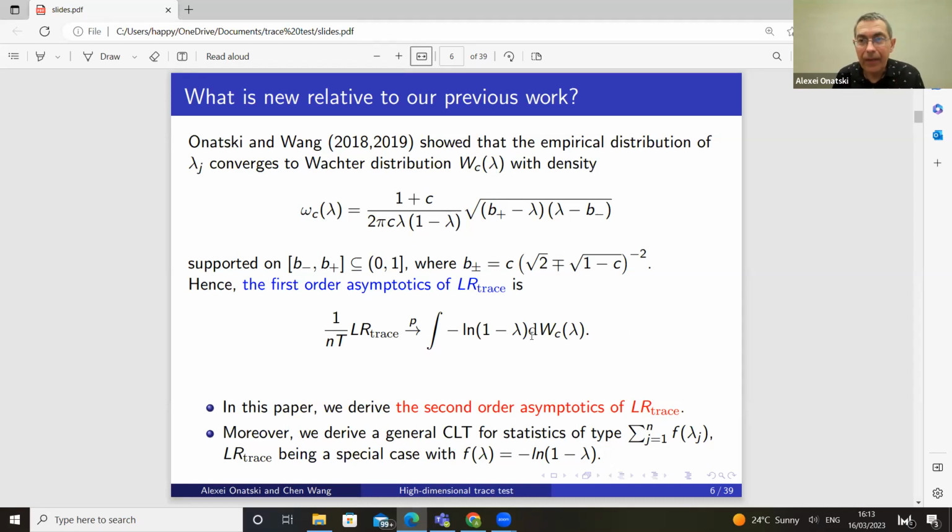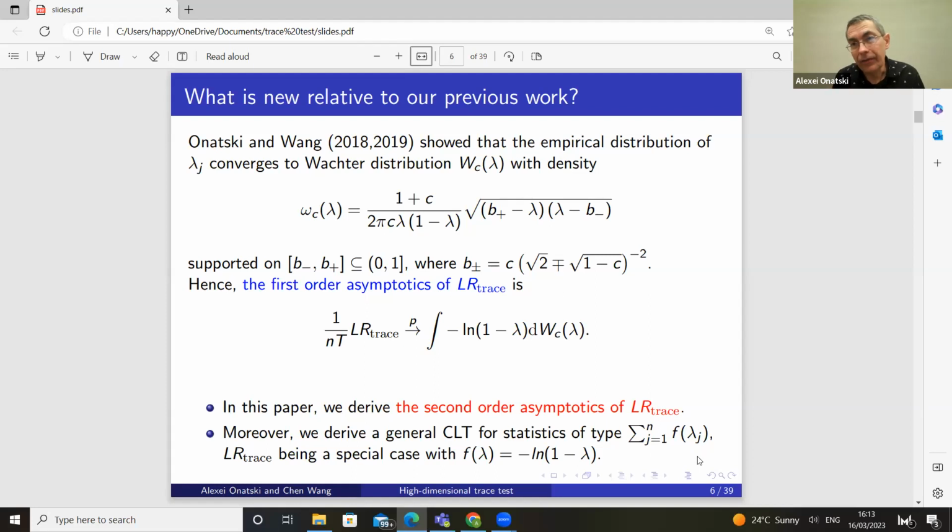What we are doing in this paper, we are going from first order behavior to the second order behavior, because we are no longer interested just in the limit. We use this limit, by the way, in previous work to propose alternative Bartlett corrections, but we didn't propose test. So here in this paper, we will be proposing tests based on the fluctuations of this statistic around this limit. Moreover, actually, we derive more general central limit theorem for any statistics of this particular form.